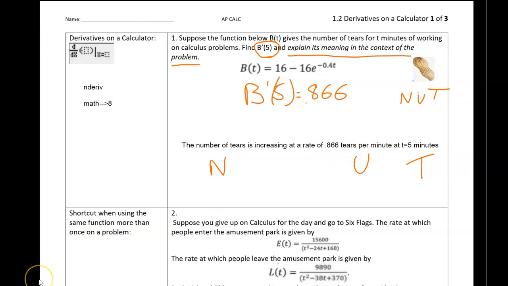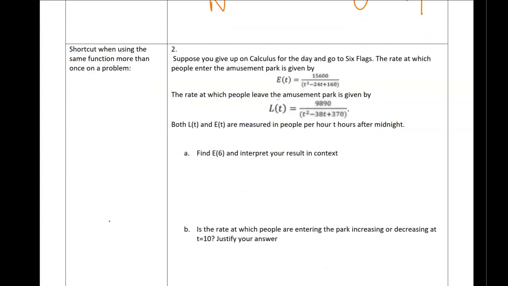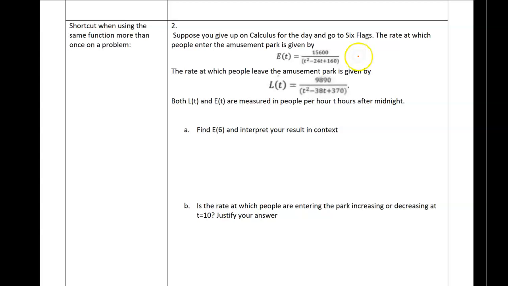So that is essentially the whole lesson, but I do want to tackle a slightly more challenging problem and show you a really useful shortcut on your calculator. So in my second problem here, we're giving up on calculus and we're going to Six Flags. And we have 2 questions to answer, and we have 2 functions. We have E and L, entering and leaving. This is a really common FRQ style question to have 2 functions like this and multiple questions about these 2 functions.